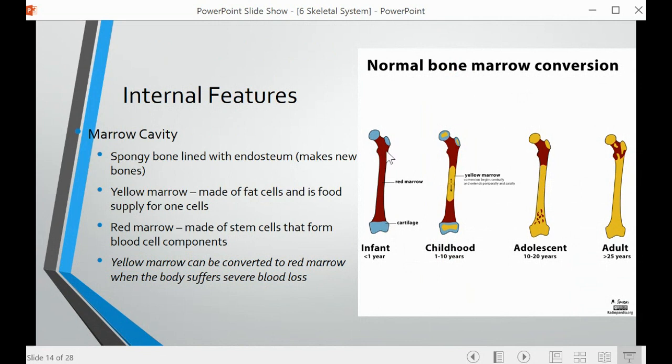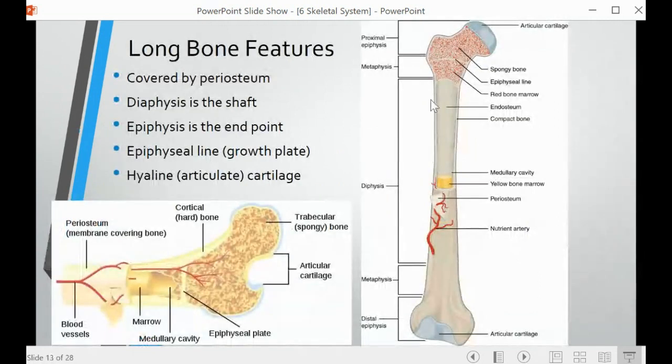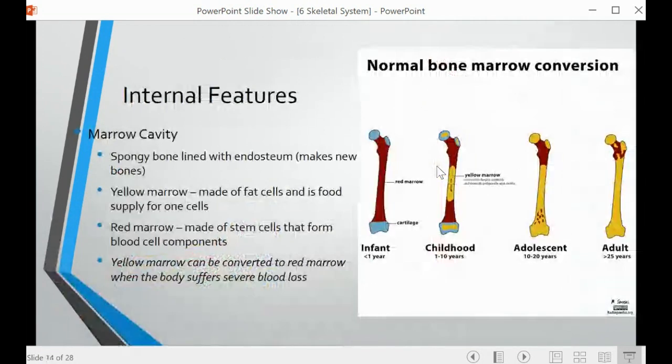Okay, so we have this bone marrow cavity here in the center, and we have all this spongy bone, and it's lined with the endosteum. The endosteum is on the center of the bone. If we have the periosteum on the outside, we have the endosteum here on the inside. Okay, and so that's going to help us to make new bone. We have this yellow marrow that's made up of those fat cells, and it's a food supply for our bone cells.